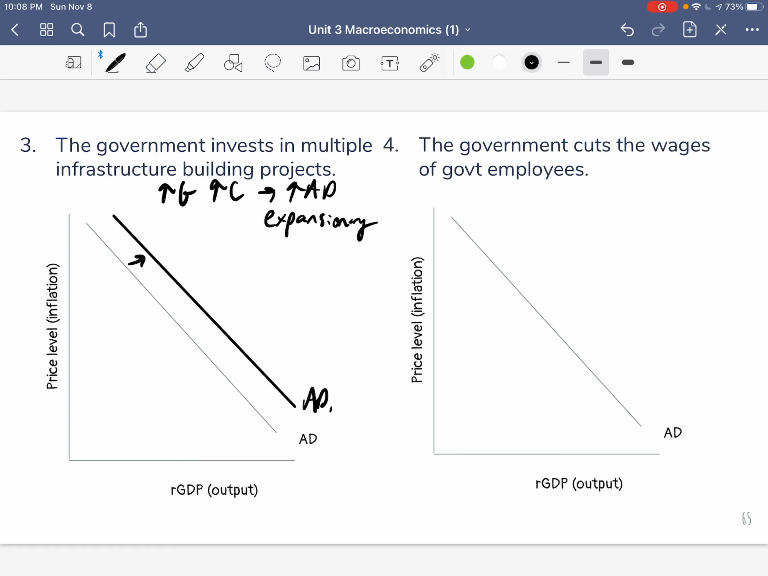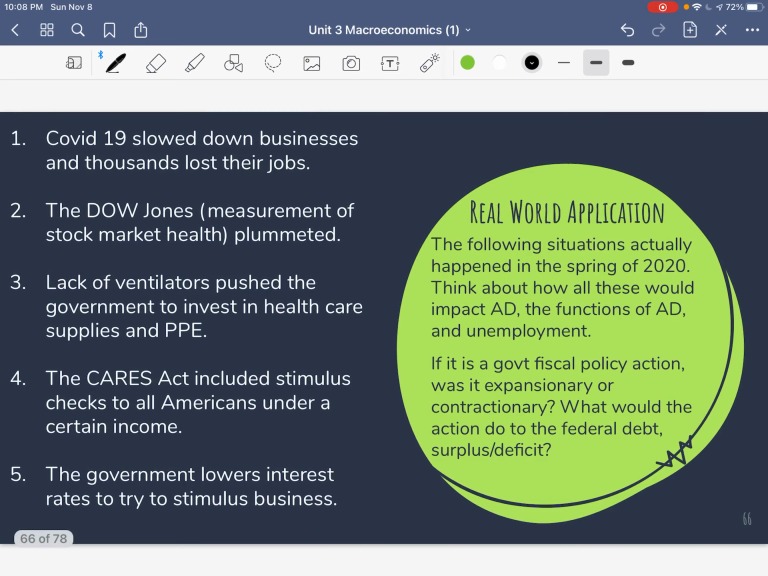Okay, last one, the government cuts the wages of government employees. So we said, sad for them, decrease government spending, but also decrease consumer spending because people have less money. The government employs a ton of people. So we are decreasing AD, shift it to the left. Left is less. Label it AD sub 1 and draw an arrow for me. Remember, if we are decreasing, we are contracting the economy. Contractionary fiscal policy. Okay? All right.